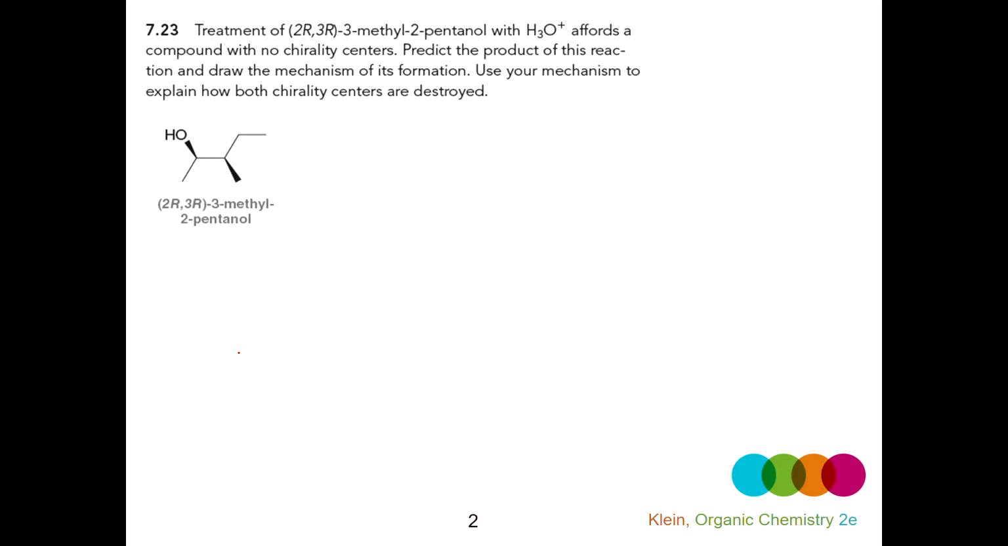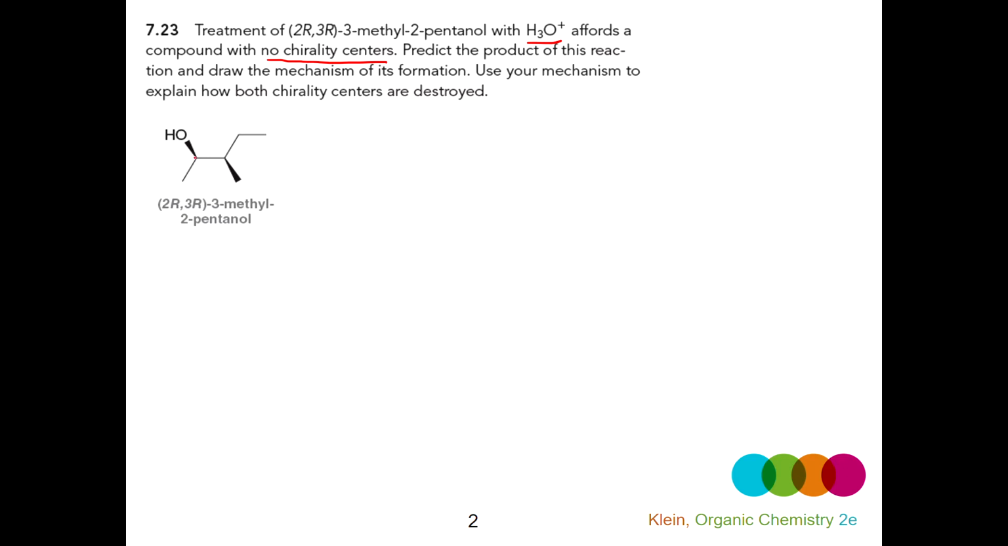So the other question that was asked about Chapter 7, so we can review what we talked about last week, which we're going to have exams on this week, starting tonight. This question, 7.23 from the textbook, we're treating this structure with H3O+, and we're told it produces a compound with no chiral centers.